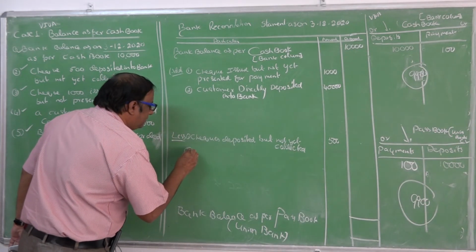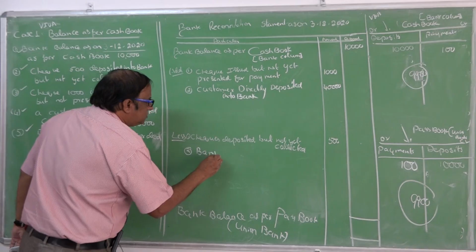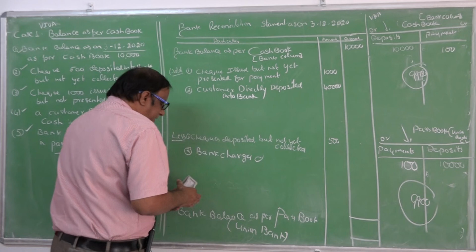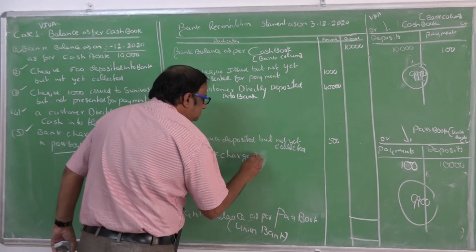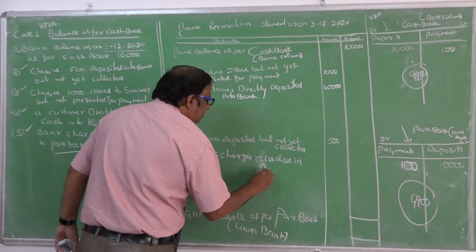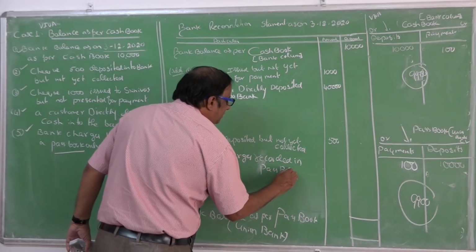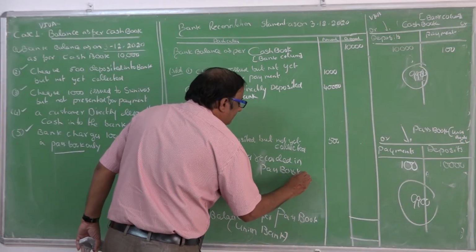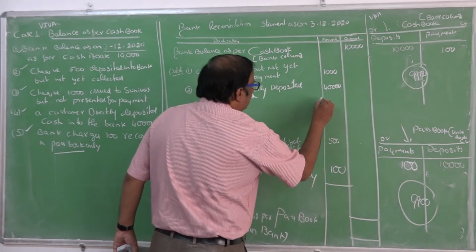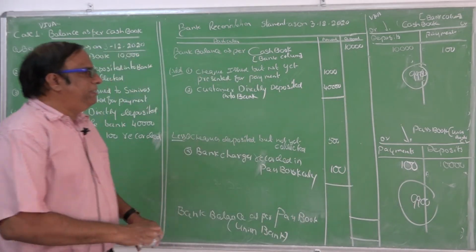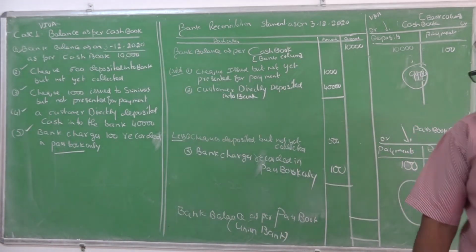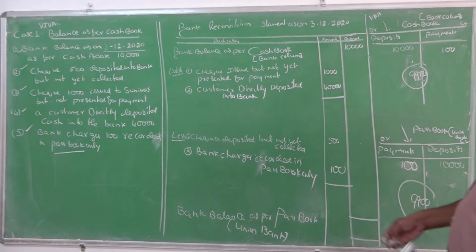Second point, bank charges recorded in which book? Passbook only. How much? 100. So when comparing like this, you came to know two things have to be added and two things have to be deducted.